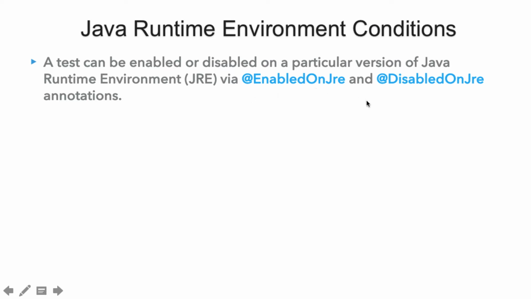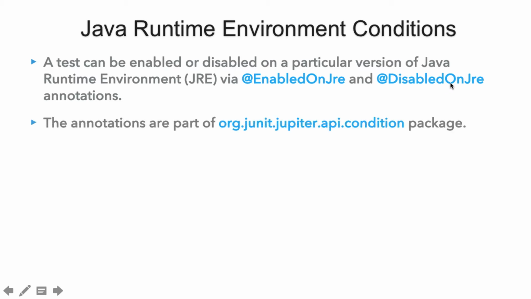@EnabledOnJre and @DisabledOnJre. So if we want to enable a test case on a particular Java version, then we can use the @EnabledOnJre annotation. And if we want to disable a test case on a particular version of Java, then we can use the @DisabledOnJre annotation. So friends, these annotations are part of the org.junit.jupiter.api.condition package. These annotations are provided by JUnit 5 and are kept in this package.